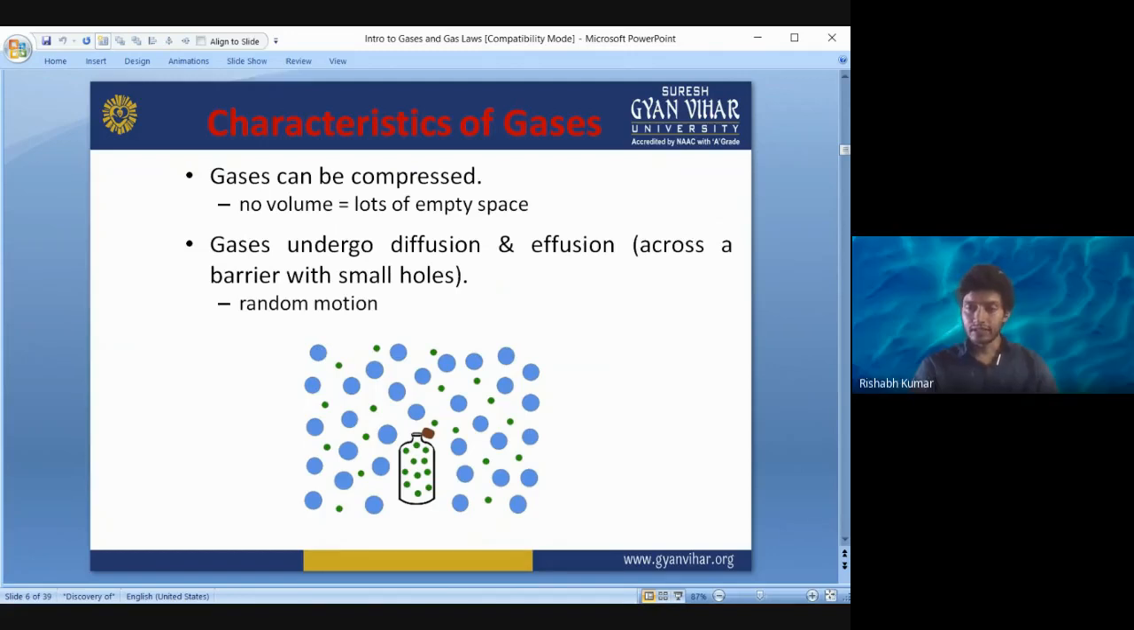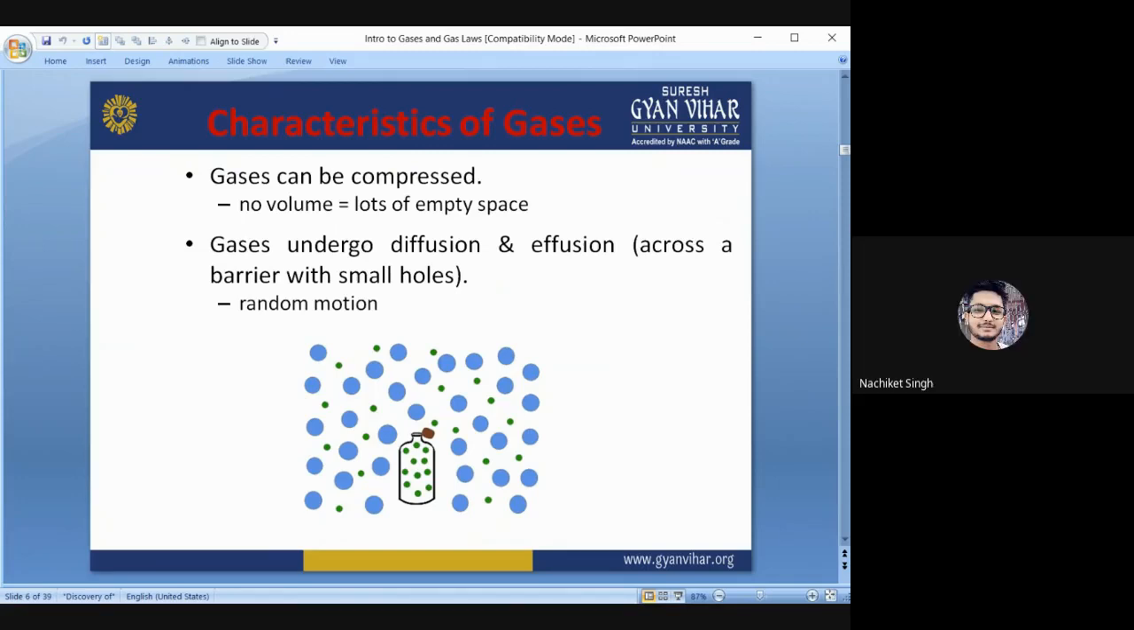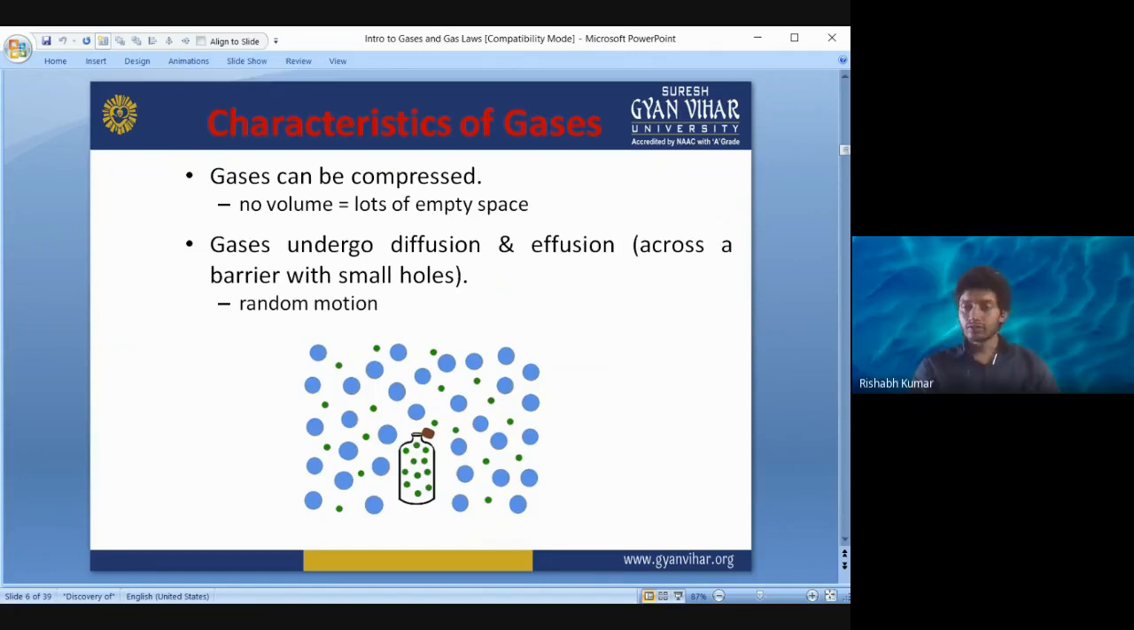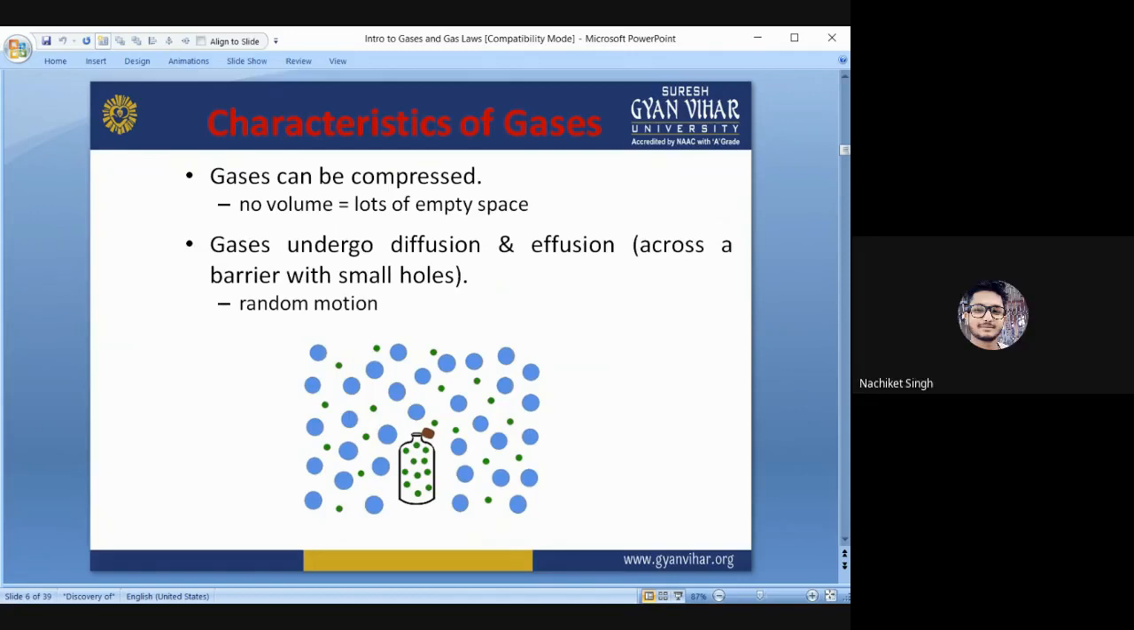Diffusion. Have you heard about osmosis? Osmosis, yes, in biology, sir. Osmosis in biology is also chemistry. Osmosis and reverse osmosis. Yeah. So diffusion is similar to that. Particles, because they have random motion, try to fill the volume.